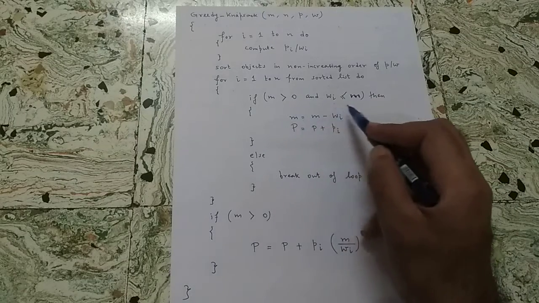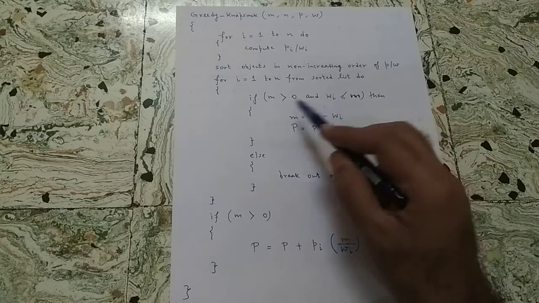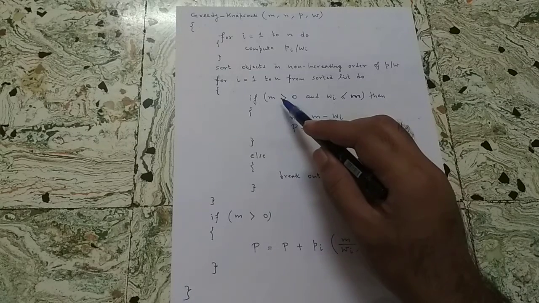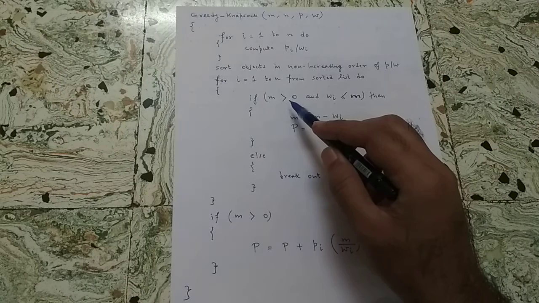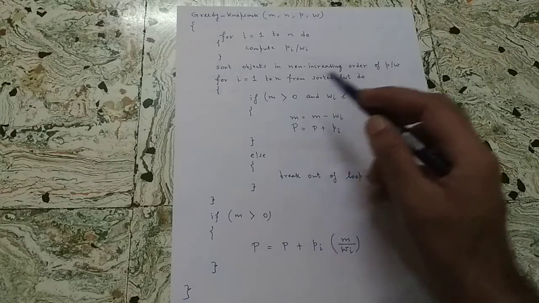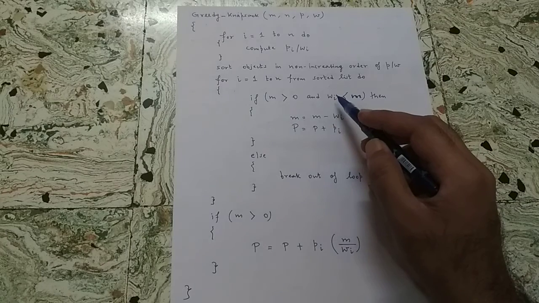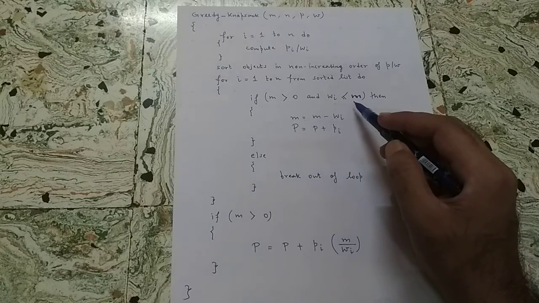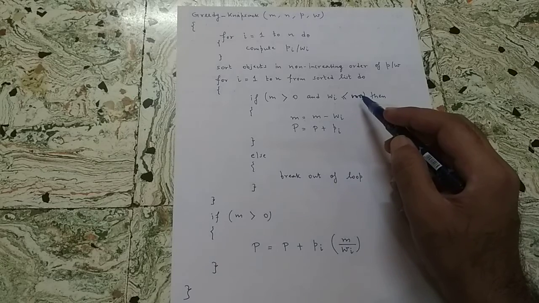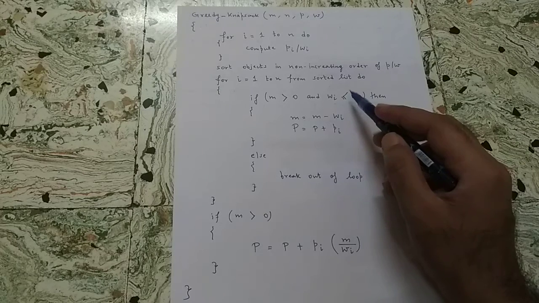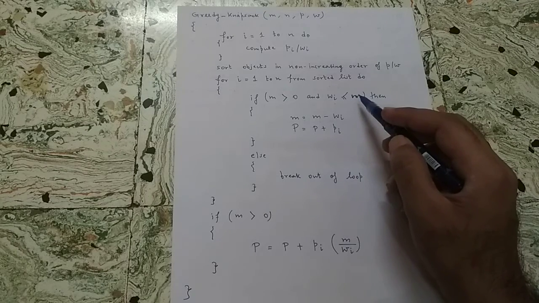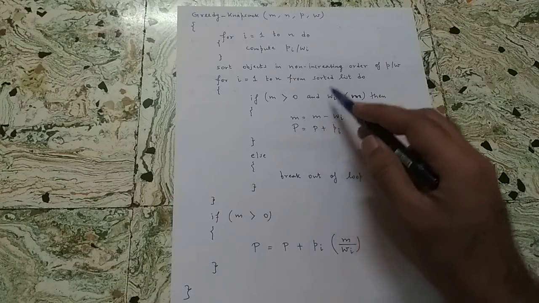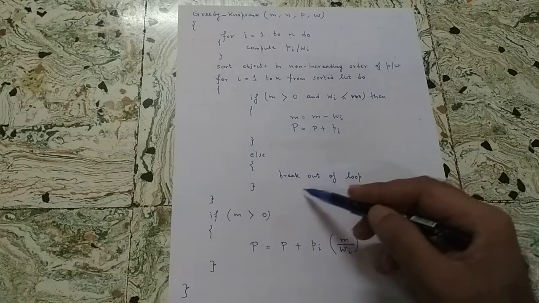And if this condition does not happen to be true, when will the condition be violated? It will be violated when the capacity of the knapsack becomes 0, right? That means there is no more space left in your knapsack. Or it may happen that the current object you are processing has a weight which is greater than the current capacity of the knapsack. So if either of these conditions is violated, you will simply come to the else part, where it is written that you have to break out of the loop.